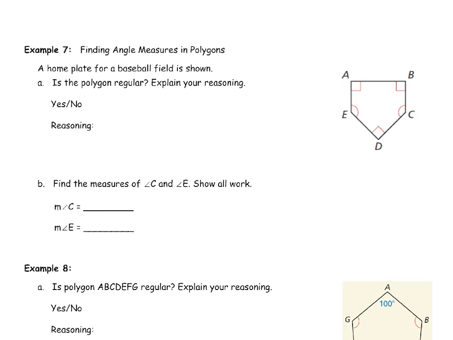All right, finding angle measures in polygons. A home plate for a baseball field is shown. So shout out to my baseball people. Okay, is this polygon regular? Explain your reasoning. Now, I see it's got 3 angles that are the same, but then these 2 angles are different from A, B, and D. So therefore, the answer is no. It's not equiangular. Remember, to be regular, you have to be equiangular and equilateral. Now part B, find the measures of CE, show all work.